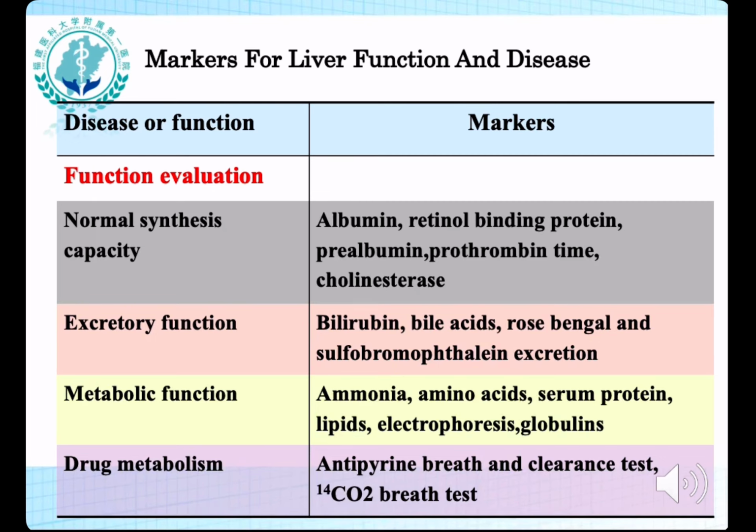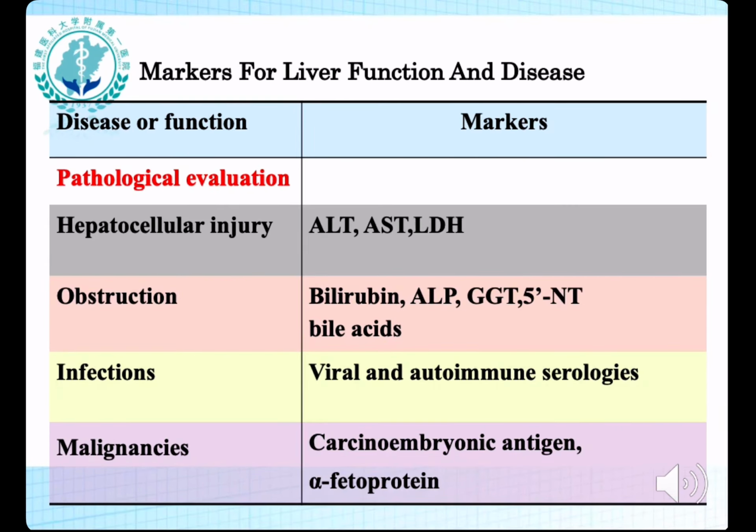for drug metabolism. And this figure shows the markers for pathological evaluation of liver function and disease, such as ALT, AST, LDH for hepatocellular injury; bilirubin, ALP, GGT, 5-NT, bile acids for obstruction; the indicators of viral and autoimmune serologies for infections; and CA and AFP for malignancies.